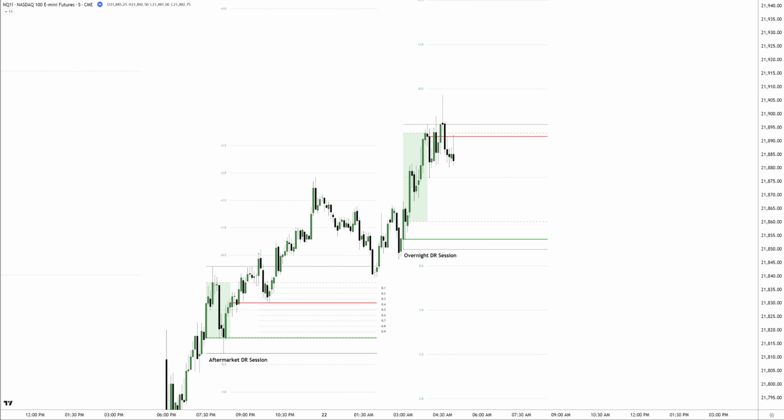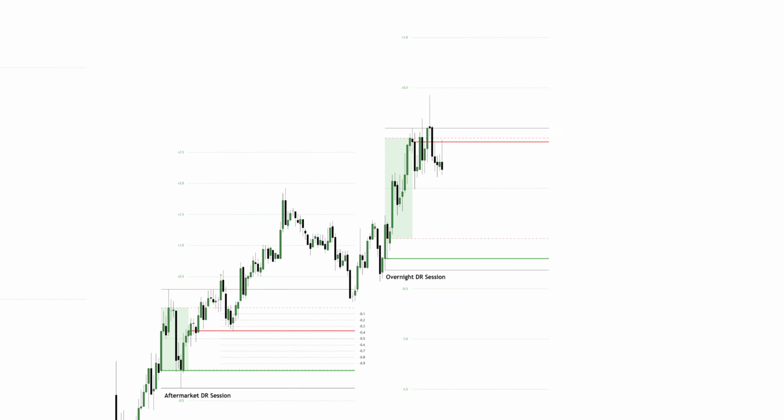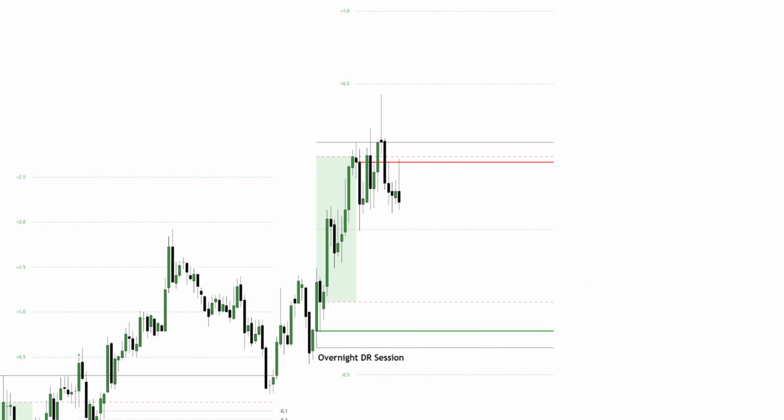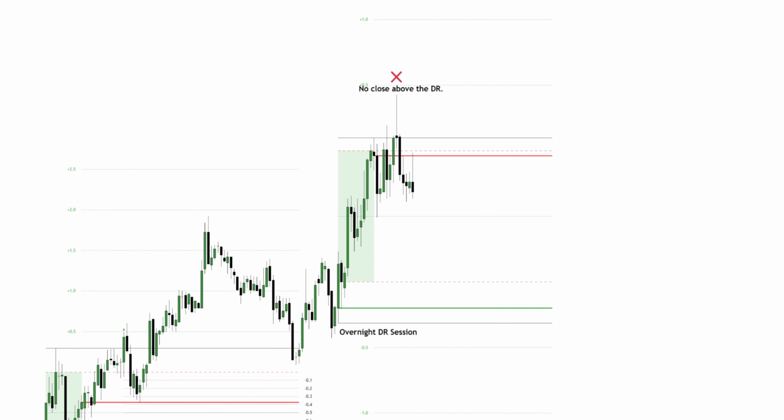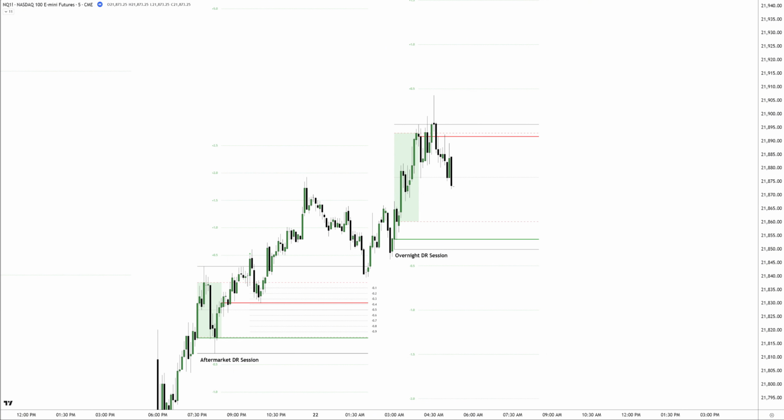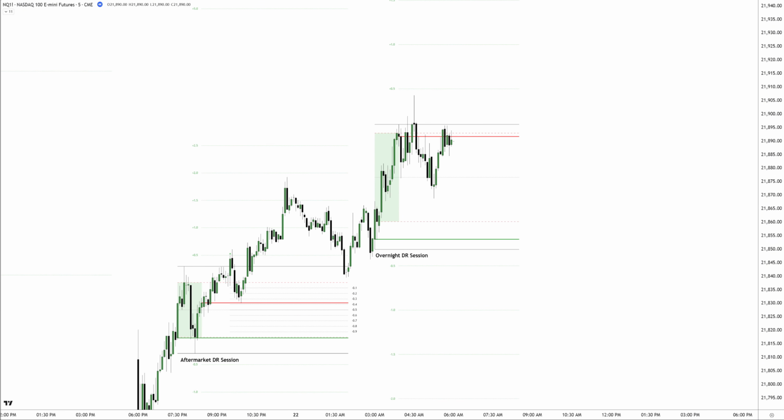Just like on ES, the overnight DR session formed in a DR upside model with a green DR box. But here's the key difference. There was no confirmation in the first hour after the defining range had formed. Instead, price wicked above the DR high but failed to close above it on a 5-minute time frame. 2 hours later, the confirmation finally arrived.